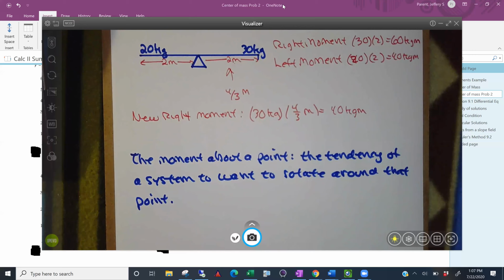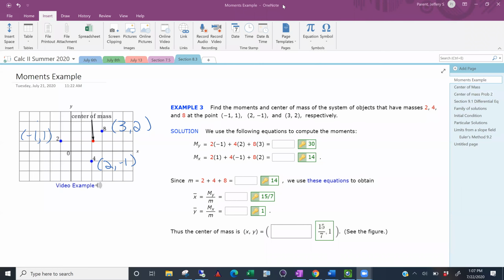Let's click over to an example like this. So we've got 3 points in this example, and they want us to calculate the moment around the y-axis and the moment around the x-axis. So each of these points has a mass which is labeled. So this point in the first quadrant has a mass of 8, and the second quadrant has a mass of 2, and the fourth quadrant has a mass of 4. So these are the masses of these weights, and we want to see what kind of force that exerts on things. So we want to calculate the moments.